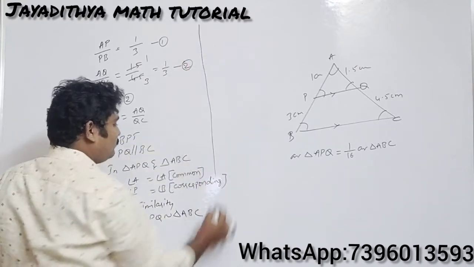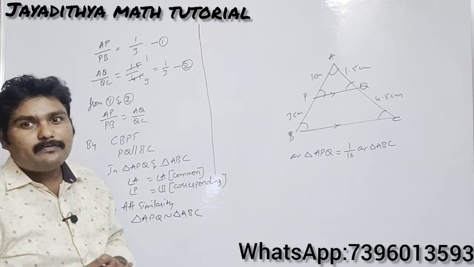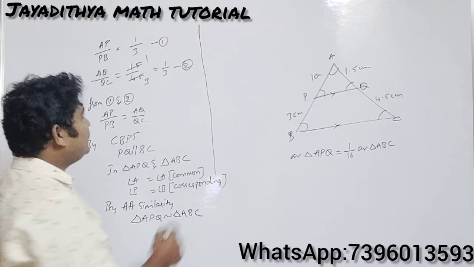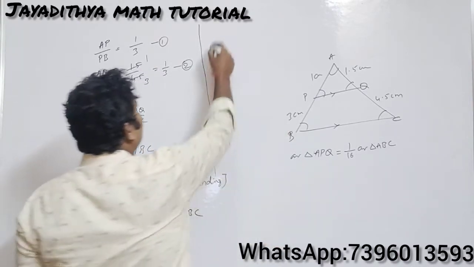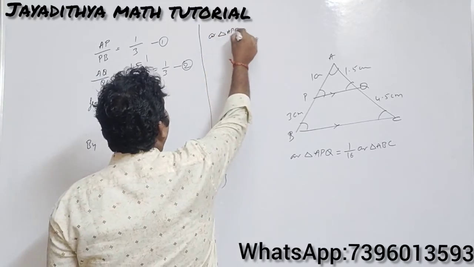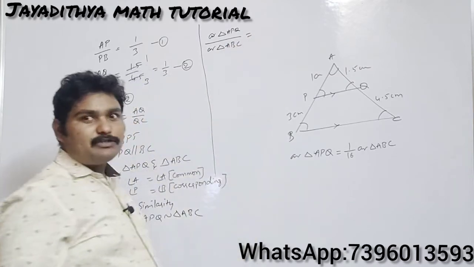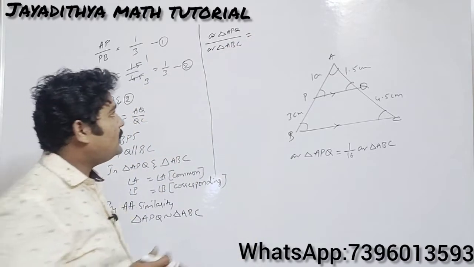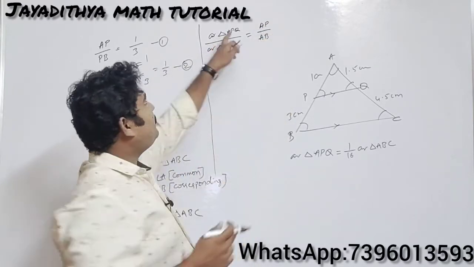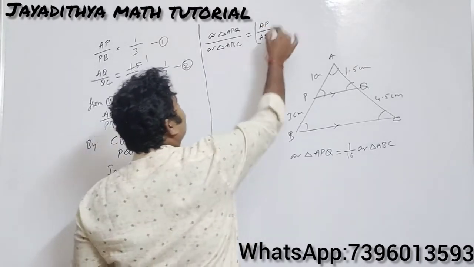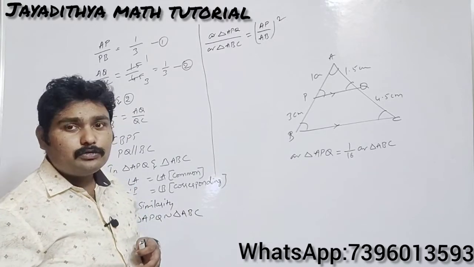So after that, what we need to do? The ratio of areas of two similar triangles will be equal to the square of the ratio of their corresponding sides. So for that reason, let us take the ratios here. We want area of triangle APQ. So I am taking area of triangle APQ in the numerator by area of triangle ABC, which will be equal to the square of the ratio of their corresponding sides. So what are the corresponding sides? AP and AB are corresponding. So square of this ratio will be equal to the ratio of the areas of two similar triangles.